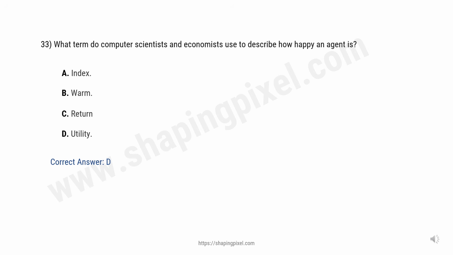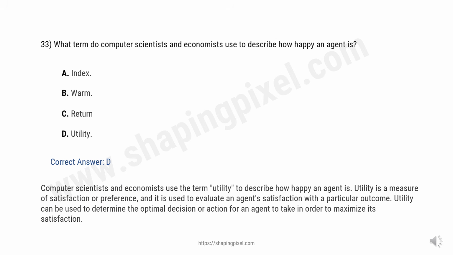Utility. Computer scientists and economists use the term utility to describe how happy an agent is. Utility is a measure of satisfaction or preference, and it is used to evaluate an agent's satisfaction with a particular outcome. Utility can be used to determine the optimal decision or action for an agent to take in order to maximize its satisfaction.